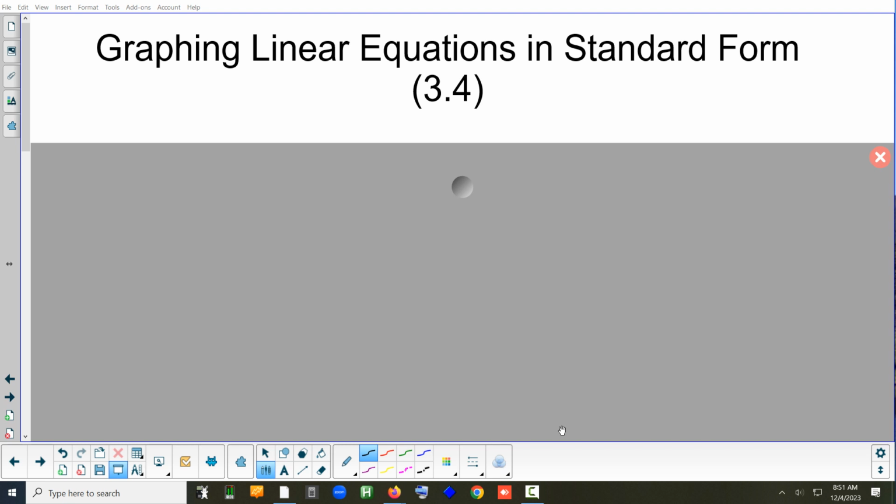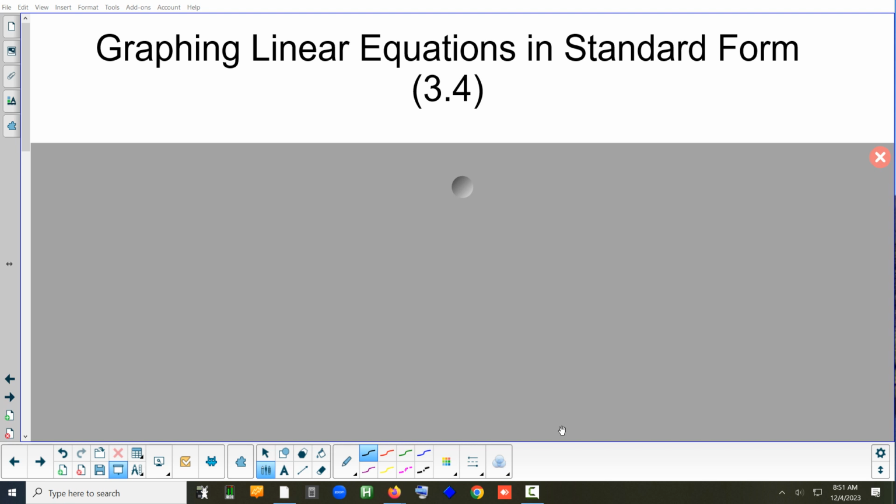So in section 3.4, we are going to take a look at graphing linear equations. That's what we're doing all week, graphing linear equations. Today we're going to look at how we graph linear equations in standard form. Tomorrow we're going to look at slope-intercept form.